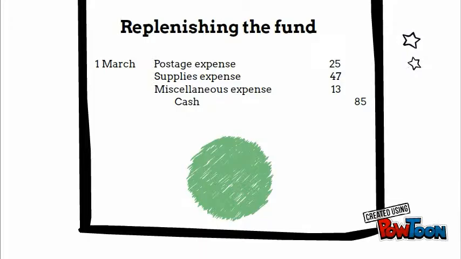The report shows that the fund needs $85 to be fully replenished. It also shows that there are receipts totaling $85. As a result, Lisa would cash a check for $85 to replenish the fund and record expenses as shown.